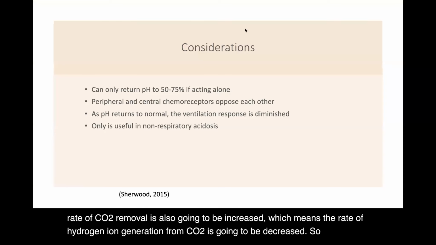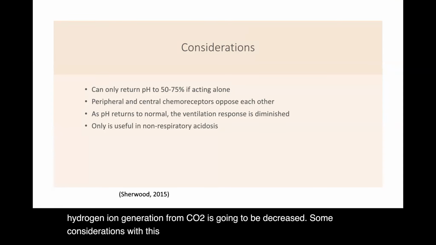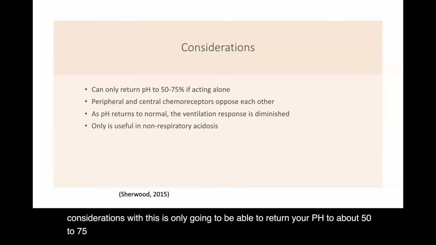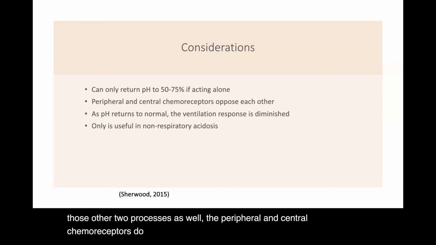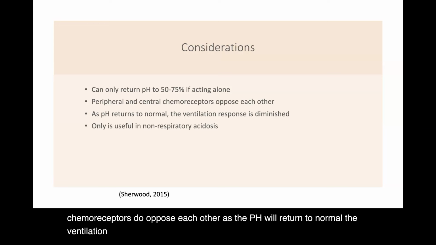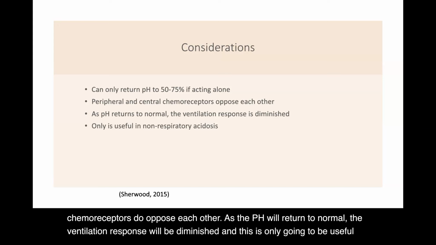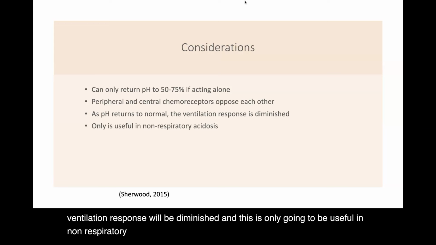Some considerations with this. This is only going to be able to return your pH to about 50 to 75% of normal if it's acting alone, which is why it's so important to have those other two processes as well. The peripheral and central chemoreceptors do oppose each other. As the pH will return to normal, the ventilation response will be diminished. And this is only going to be useful in non-respiratory acidosis.